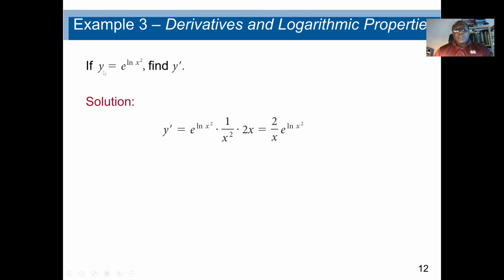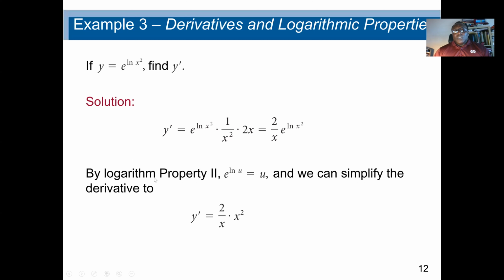So this again will give me y equal to natural log e to the power natural log x squared, which will give me, again, the expression e to the power natural log x squared times the derivative of natural log x squared, which will give me 1 over x squared, because the derivative of natural log x is 1 over x. Then by the chain rule, the derivative of x squared will give me 2x.